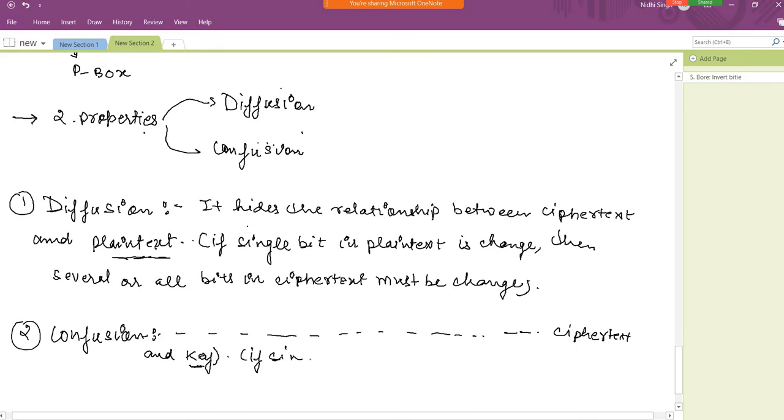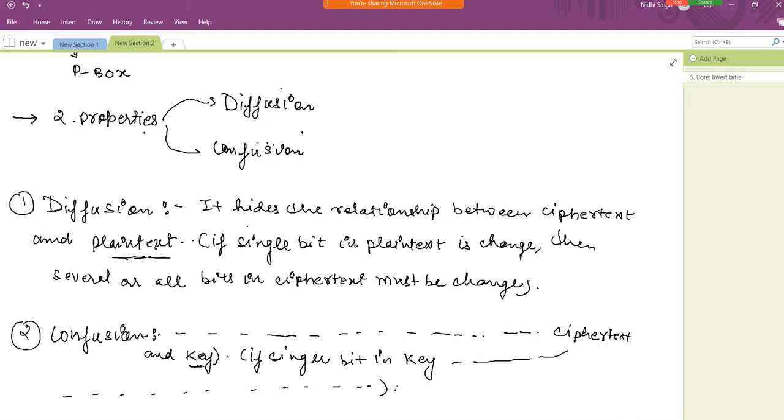So if single bit in key is changed, then several or all bits in the ciphertext must get changed. So these are the two properties. Now the question is, how can we achieve these two properties?